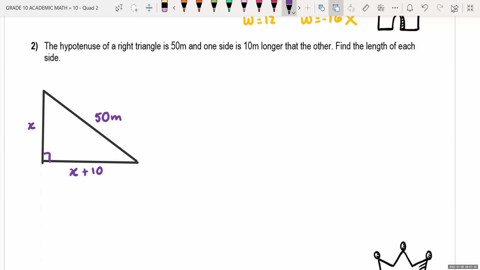So 50 meters is the hypotenuse. X is one side, X plus 10 is the other. I'm going to go ahead and write my let statement. What is my let statement going to be? Well, I have an X over here, so really it's just going to be let X represent one side of the triangle.